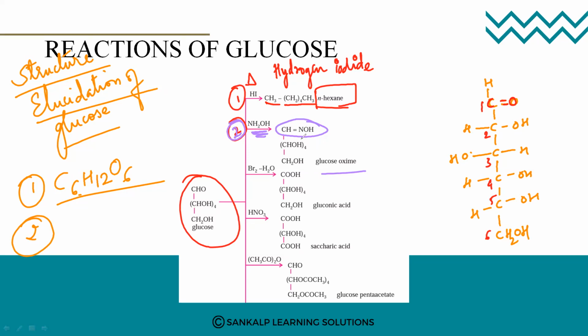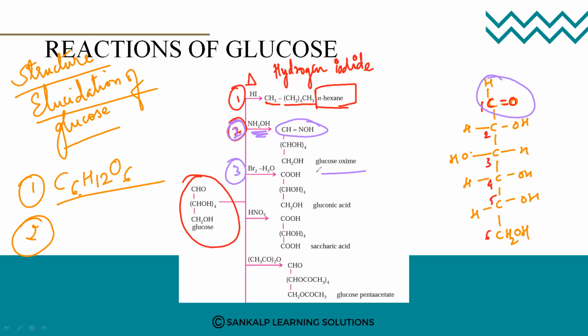So this is structure elucidation. We are seeing how this indicates the presence of a carbonyl group. I hope this is clear. So the third one is what? Next, we are going to see what type of carbonyl group it is. It is an aldehyde group, right?